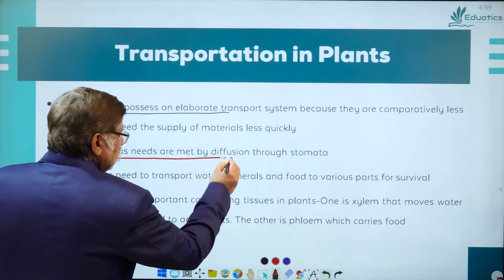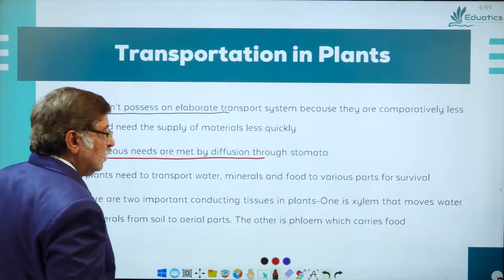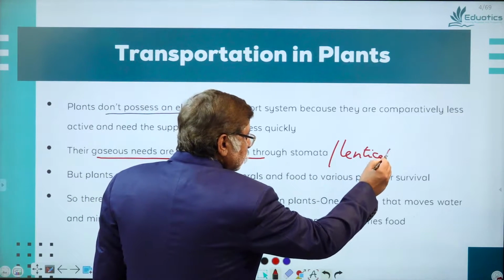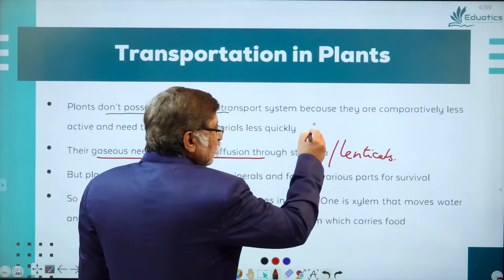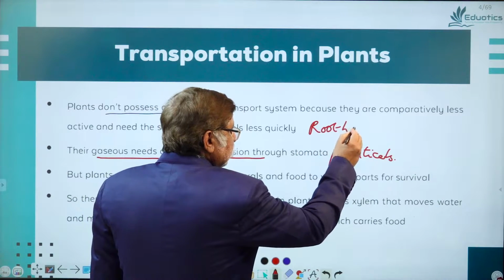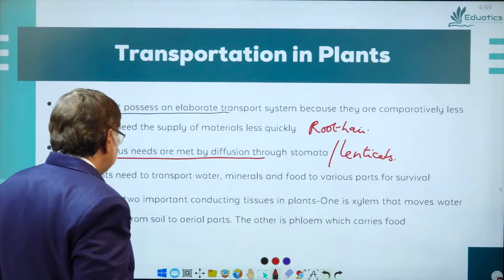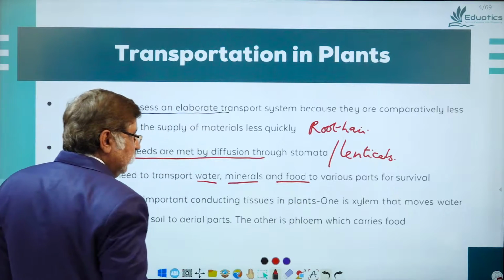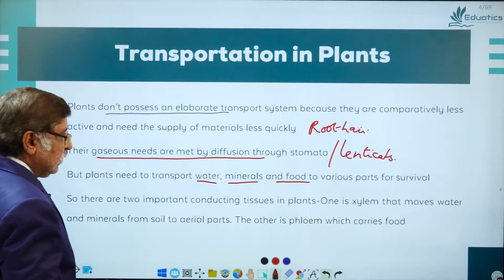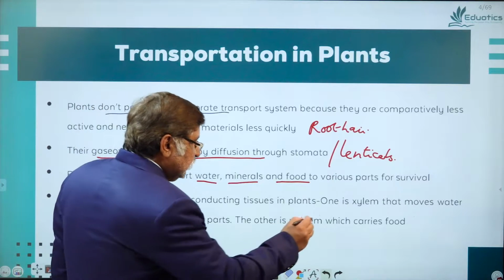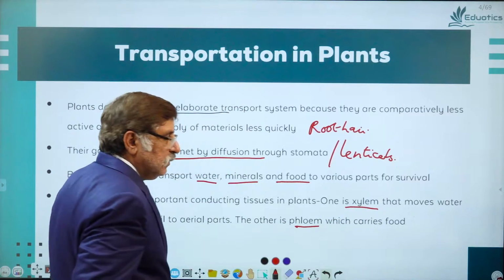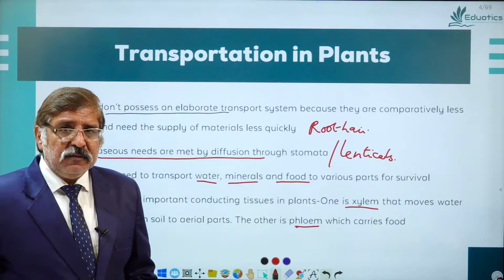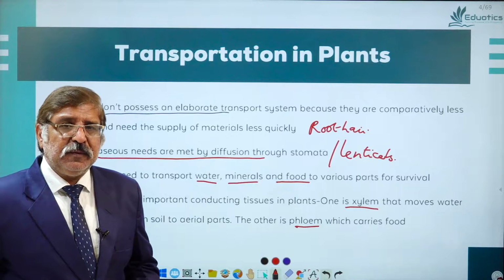Gaseous needs are met only by diffusion through stomata, and also part of lenticels in woody stems, and root hair as far as root is concerned. Plants need to transport water, minerals and food for survival. So two important conducting tissues are there in plant. One is xylem and one is phloem. Xylem will help in conduction of water and minerals. Phloem will help in conduction of the prepared food in the form of sucrose.